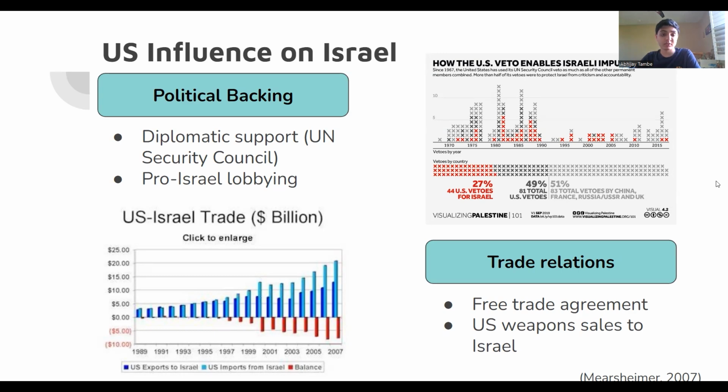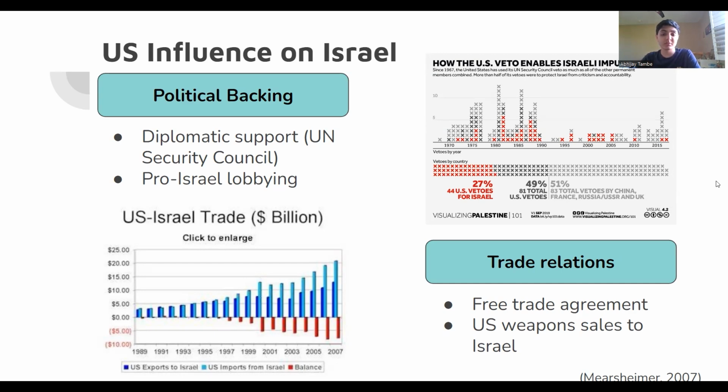Overall, it has supported Israel by vetoing resolutions 44 times, and furthermore, Israel's influence on American politics is evident through lobbying groups, which not only influence the US's behavior in the Security Council, but domestically as well, with several bills passed to send more aid to Israel.